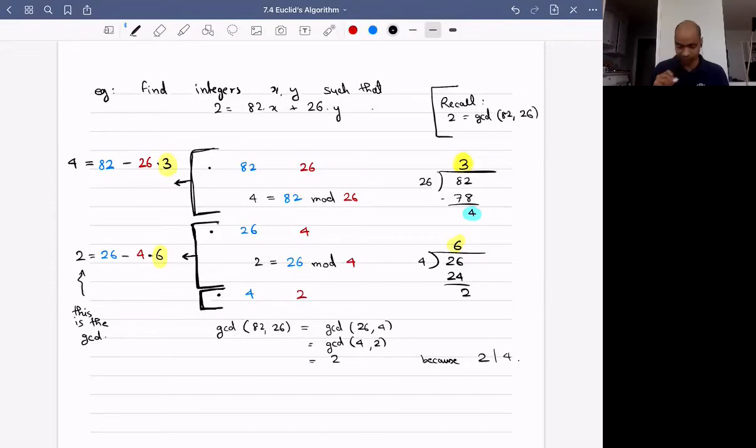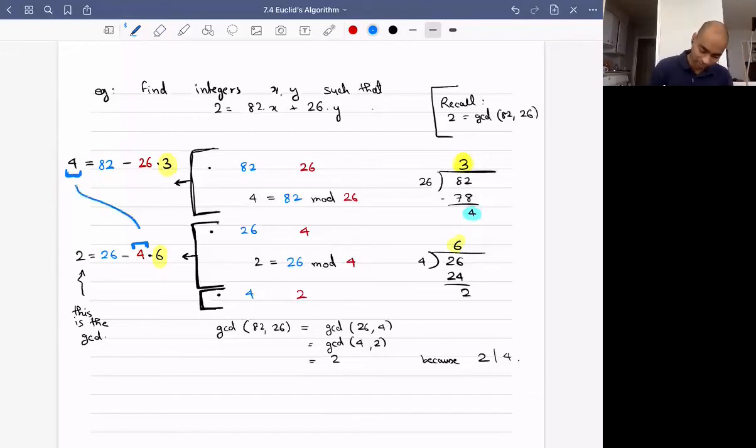Okay, so now I have found a way to write 2 as 26 minus 4 times 6, but that's not what we're wanting. We want something in terms of 82. So now what I'm going to do is start with the bottommost equation, and I'll notice that in this equation there's a 4, and in the equation above there is also a 4. So there's a 4 here, and there is a 4 here. So I'll start with the bottommost equation and replace that 4 with the above 4.